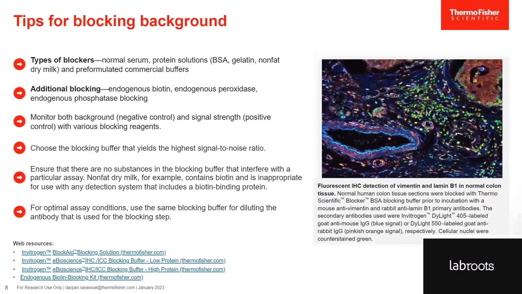To reduce background signals and false positives, it's very important to use protein-based components or serums to bind to a structure that would otherwise attract antibody. There are different types of blockers available, like normal serum. You can use protein solutions like BSA, gelatin, non-fat dry milk, or you can use pre-formulated commercial blocking buffers. Sometimes additional blocking steps are required if you are using amplification steps. In those cases, you need endogenous biotin, endogenous peroxidase, and endogenous phosphatase blocking steps.